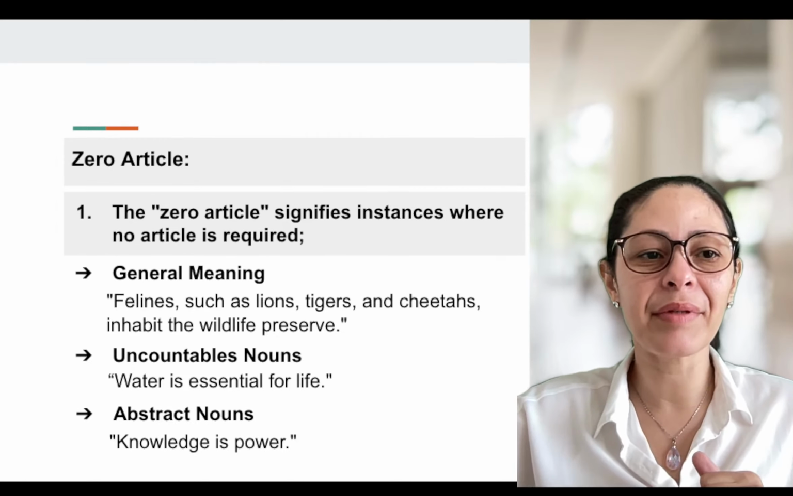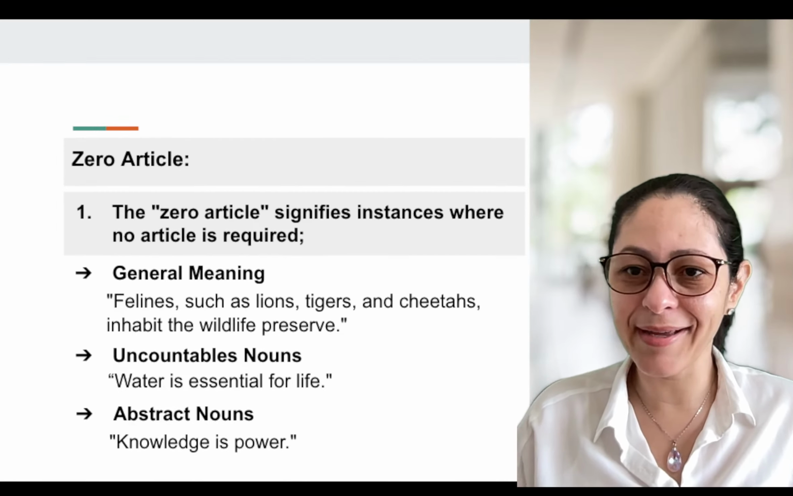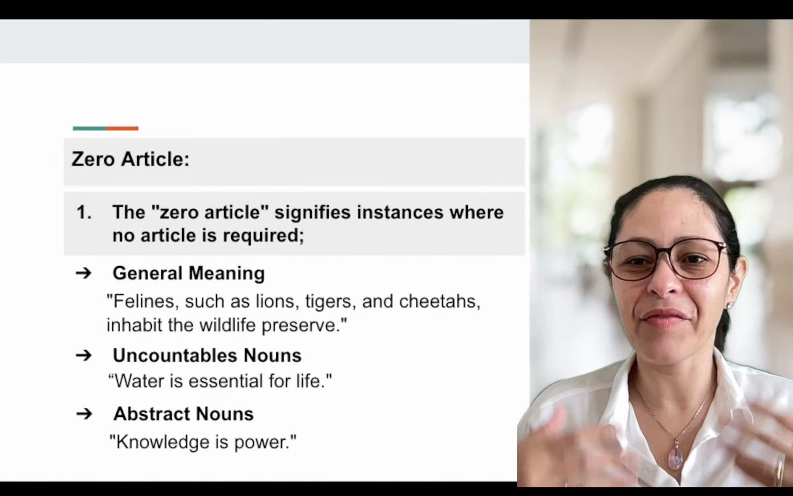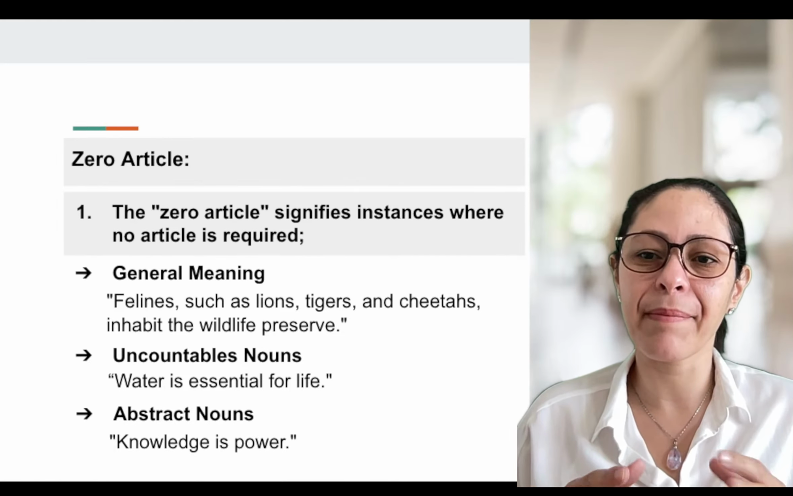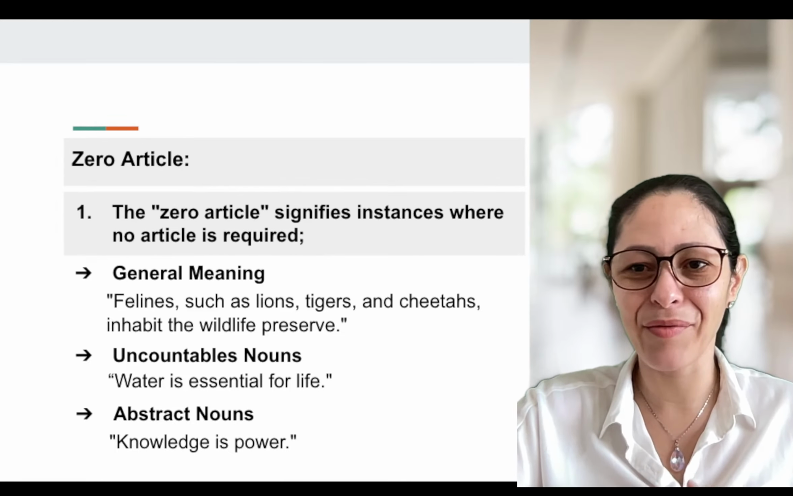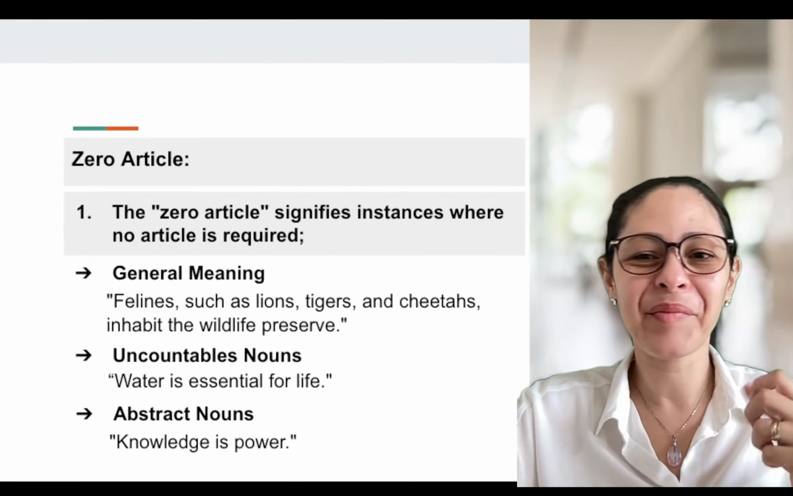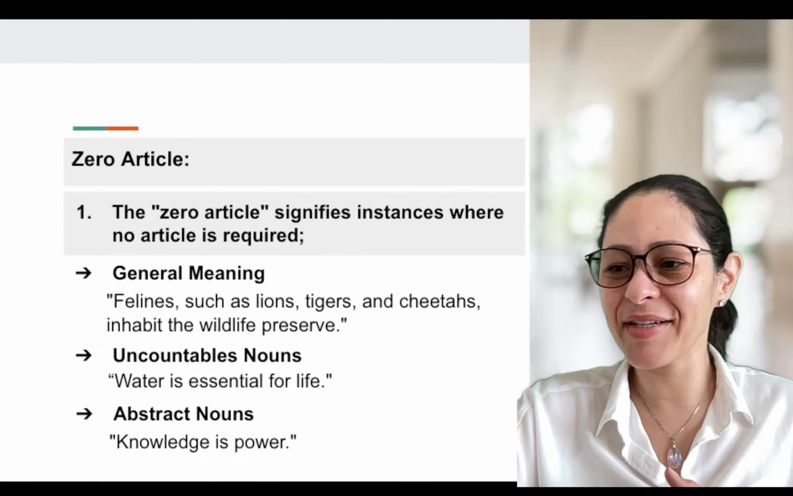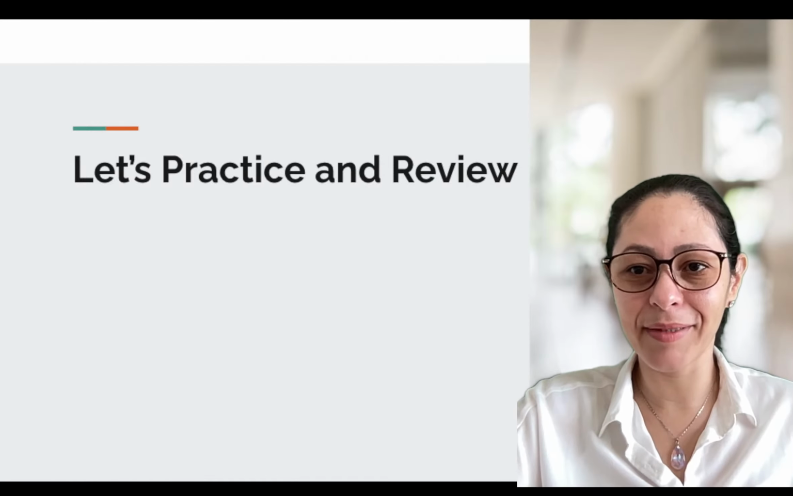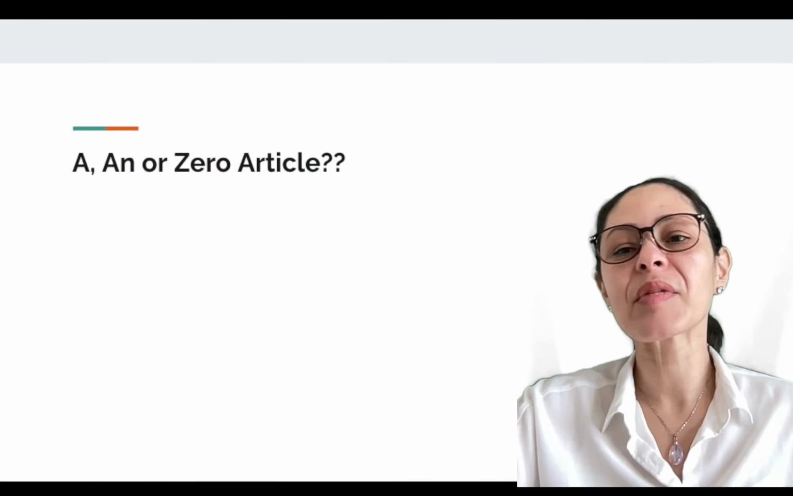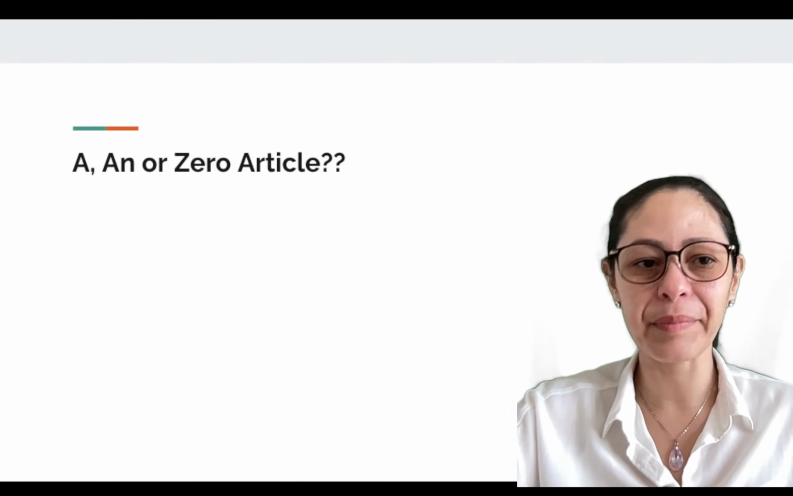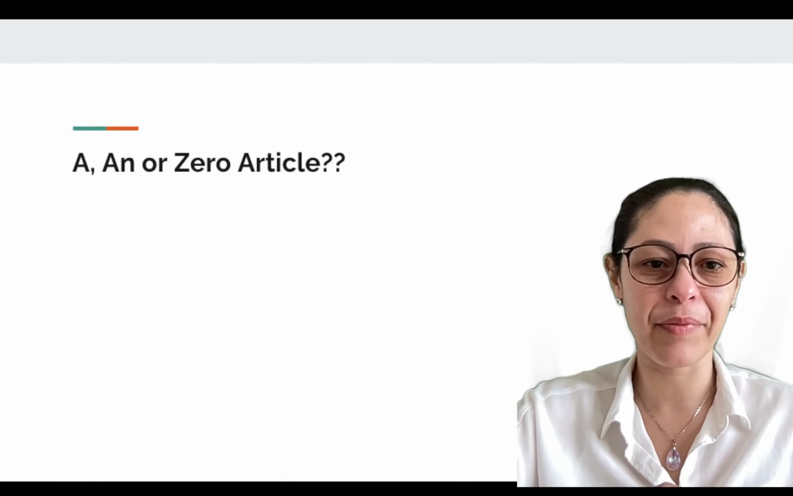Well, I believe I have reached the end. I'm not going to just continue giving you rules and rules. As I said, there are many other rules, but I don't want you guys to run away from me. I want you guys to stick with me. Before we end this video, let's review a little bit. So, which one? Is it a, an, or zero article? Let's take a look at our first example.